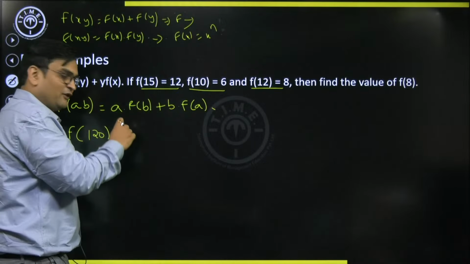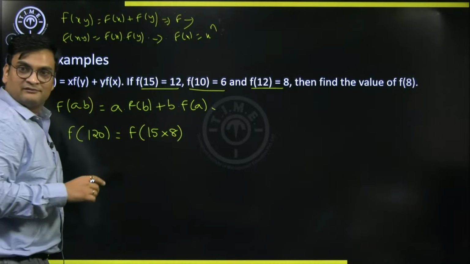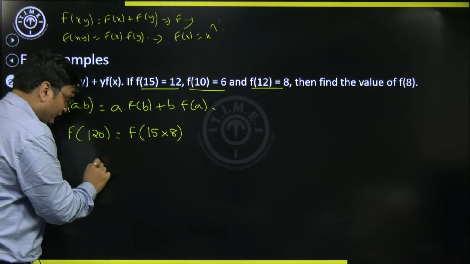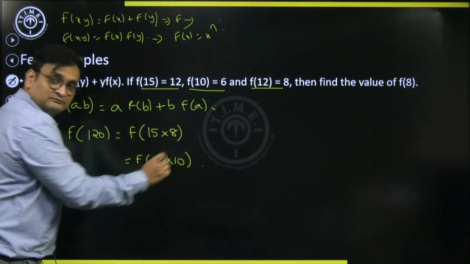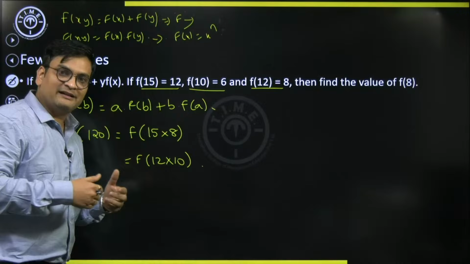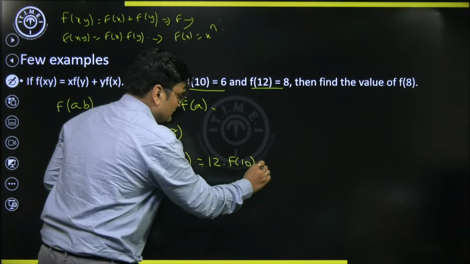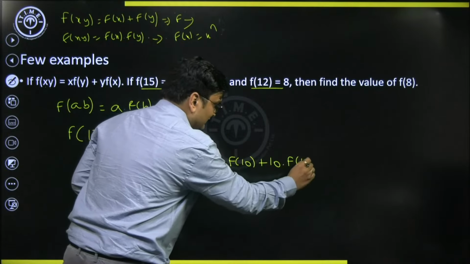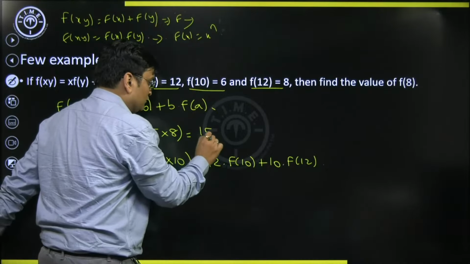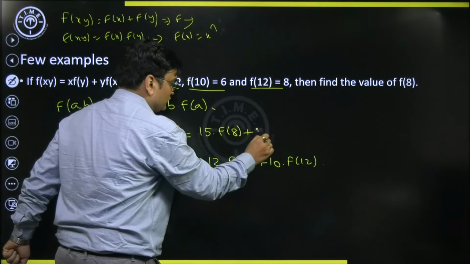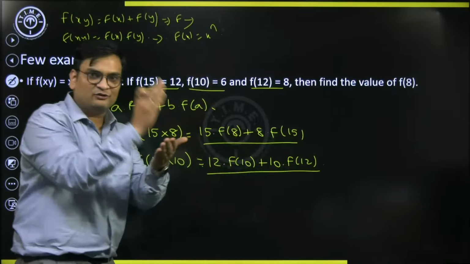Can I write f of 120 as f of 15 into 8? Can I also write 120 as f of 12 into 10? Now, what is f of 12 into 10? Expand it. So, this will be equal to 12 into f of 10 plus 10 into f of 12, isn't it? And what is f of 15 into 8? It is nothing but 15 into f of 8 plus 8 into f of 15. But both these expressions should give you the same result, right?